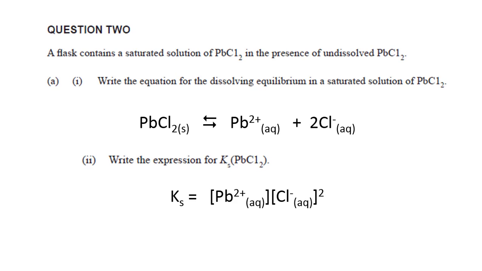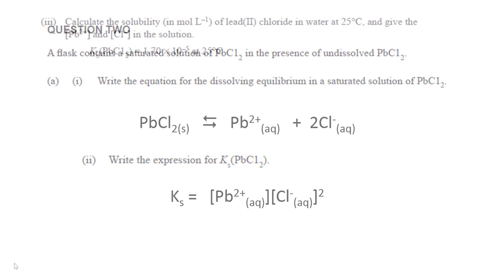So to do that, we use what the products are in the top equation, so our lead ions, and we multiply them by the concentration of our chloride ions, and that needs to be squared because there's 2 chloride ions for every 1 lead ion in the original equation that we wrote above that one.